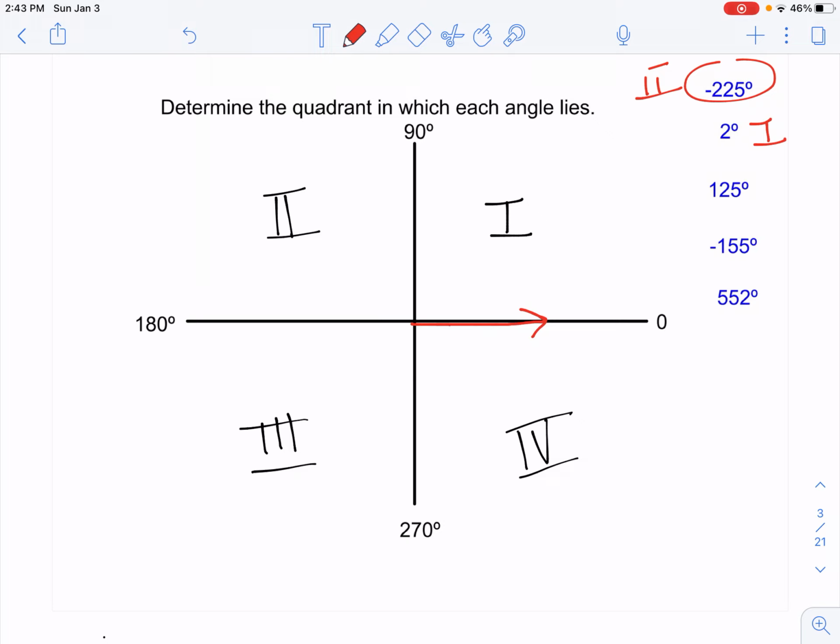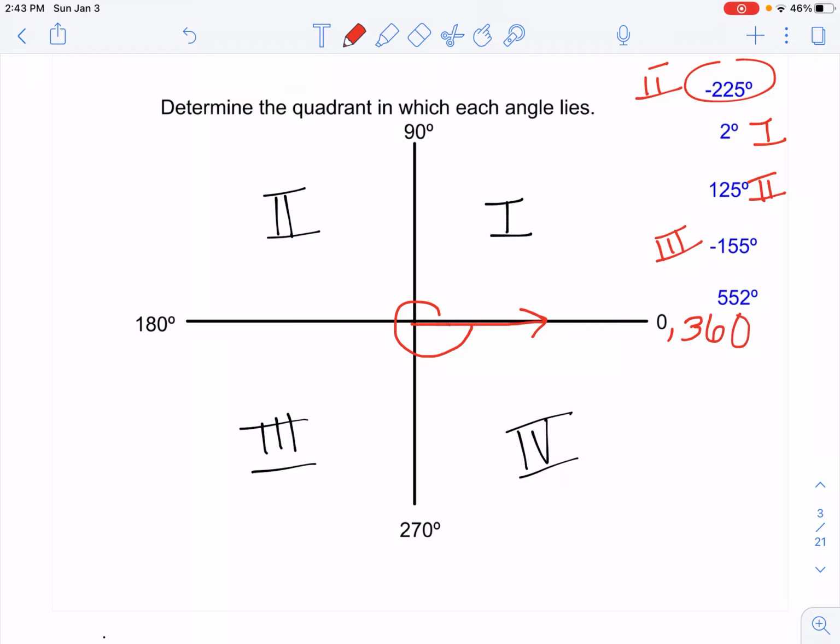we have our initial side. This would be a 125-degree angle. This would be in the second quadrant as well. Negative 155, it would rotate clockwise and be in the third quadrant. And 552, this would be 360, right? Because you're rotating across, this is 0 or 360 degrees.